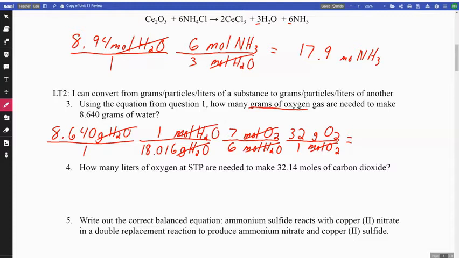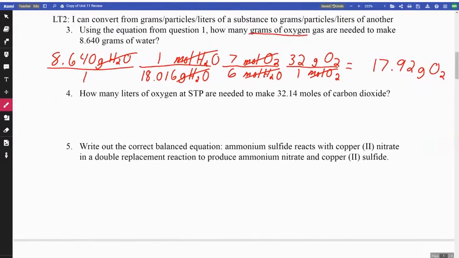All right, so now we're going to multiply all of our top numbers. We're going to get an answer. Multiply all of our bottom numbers, get an answer. We're going to take our top number, divide it by our bottom number, and that is going to give us 17.92 grams of O2. Okay? All right, continuing along.